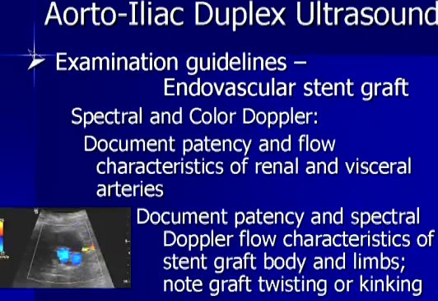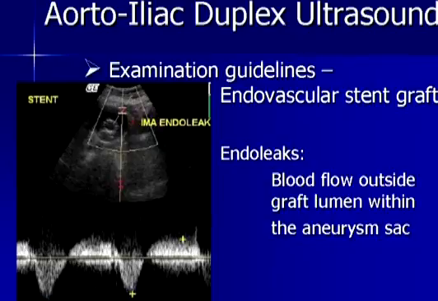You want to document the flow and the patency in the renal and the visceral vessels as well to make sure that they have not been obstructed during the process of graft placement, and look at the flow characteristics throughout the body of the stent graft itself to make sure that it has not become twisted or kinked or is itself causing some type of flow abnormality.